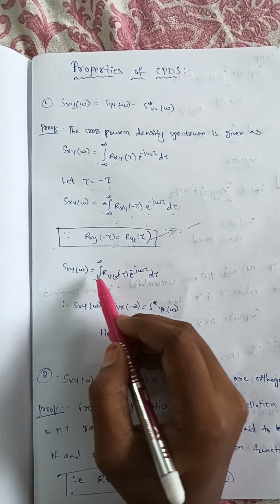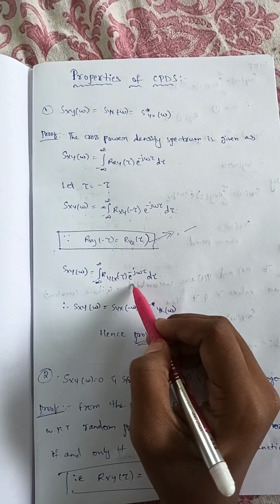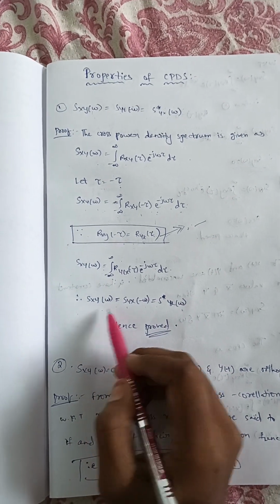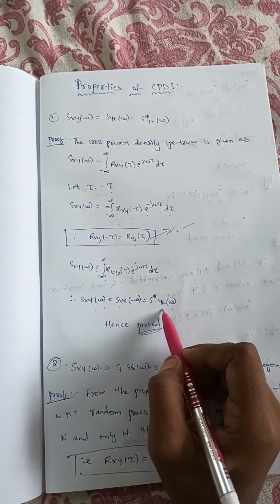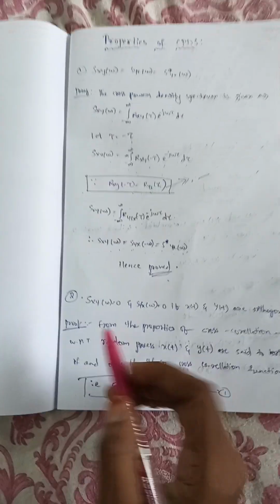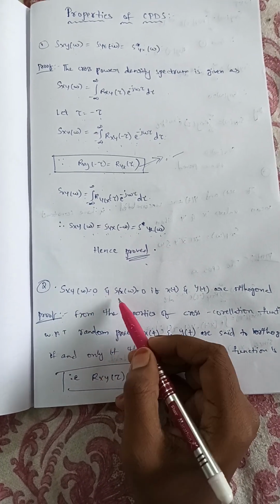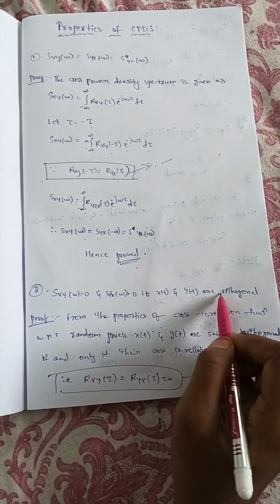Sxy(ω) equals the integral from −∞ to ∞ of Ryx(τ) e^(−jωτ) dτ. Therefore, Sxy(ω) equals Syx(−ω), that is equal to S*yx(ω), hence proved. So coming to the second property, Sxy(ω) equals 0 and Syx(ω) equals 0 if x(t) and y(t) are orthogonal.